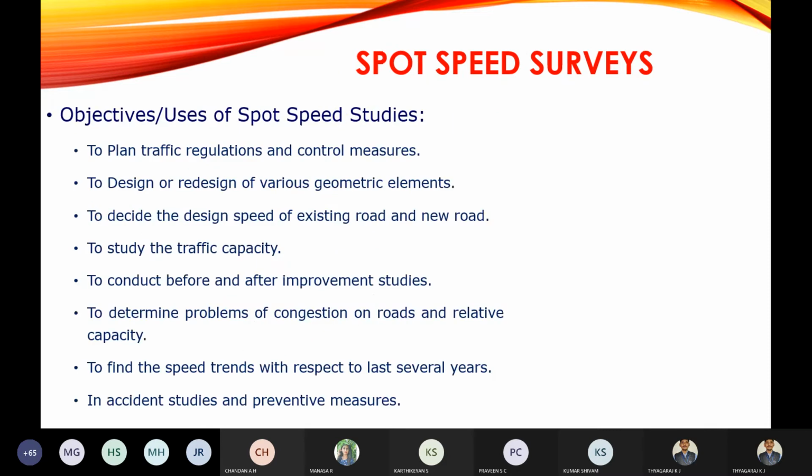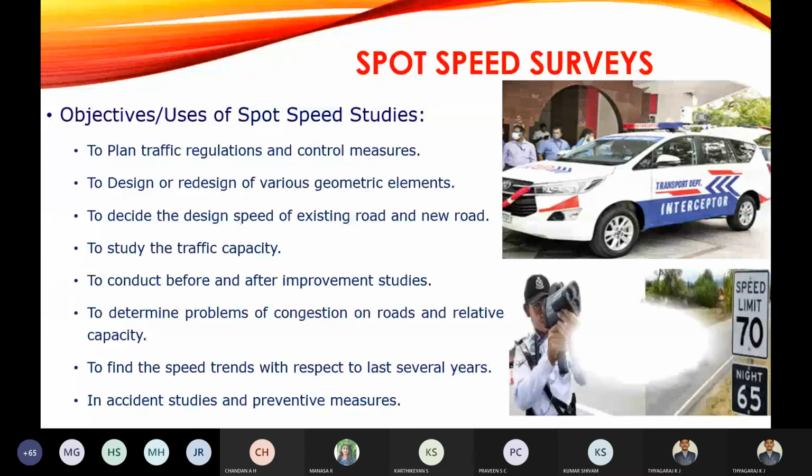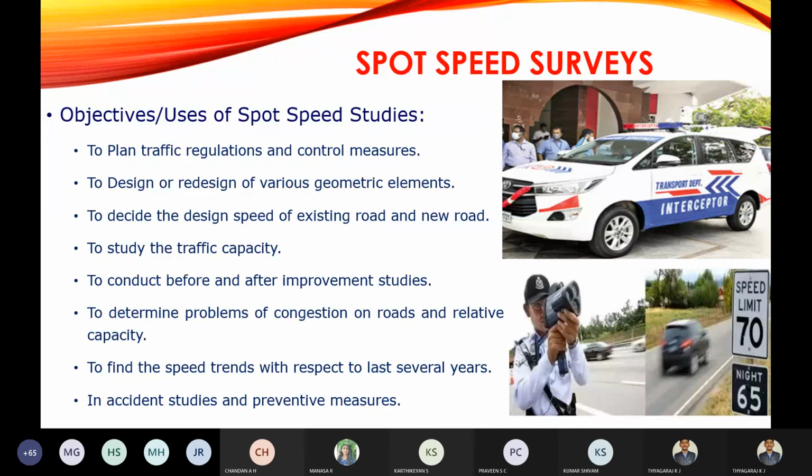So I told you, the first thing you should write is the objectives. You can see here, spot speed. What is the spot speed? It is the instantaneous speed of the vehicle at a given particular location. Have you observed the interceptor on the Devanahalli flyover during evening time? Has anybody observed? A jeep will be there, a police vehicle, and a constable will be sitting and focusing on your vehicle. Have you observed that?